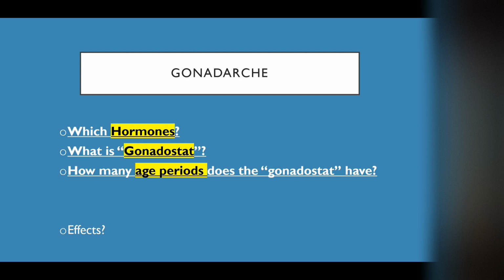Okay, moving now to gonadarche. That's which axis, which hormones? Axis of gonads: GnRH, then FSH and LH, then either testes or ovaries. That's your gonads, okay? And then they will either create testosterone or the estrogens, okay?